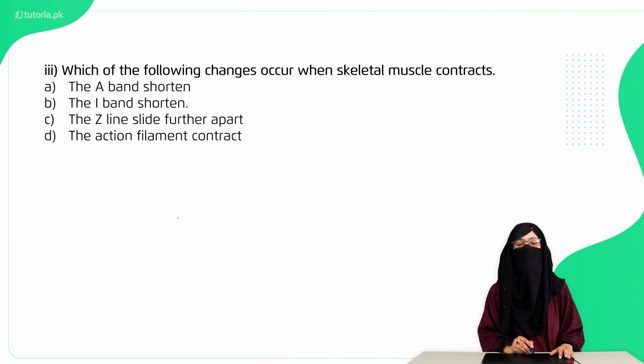Third है, which of the following change occur when a skeletal muscle contract? जब skeletal muscle contract होता है तो option A band shorten, option B I band shorten, option C the Z line slide further apart, option D the actin filament contract. The right option is option B the I band contract.